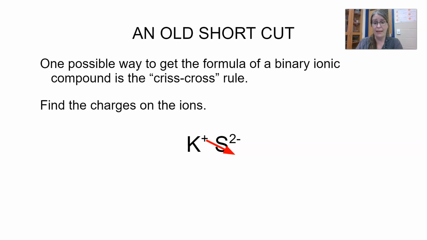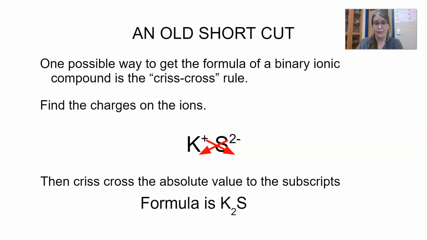So the 1 on the potassium would go down and be the subscript on sulfur. So we don't usually put a 1 subscript in because it's kind of redundant. The 2 charge on sulfur is going to crisscross down to be the subscript on potassium, which gives us a formula of K2S. Hopefully that looks familiar because we just did it a few minutes ago. So you see this rule got us the same answer as the K2S we got while thinking about electron movement and our Lewis dot structure.